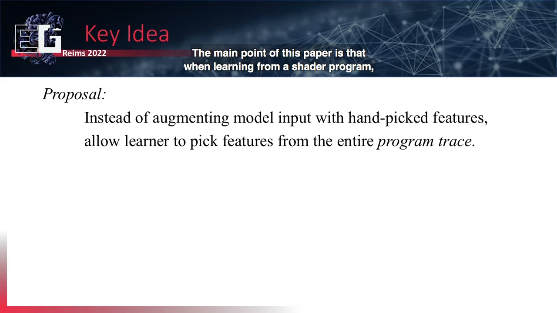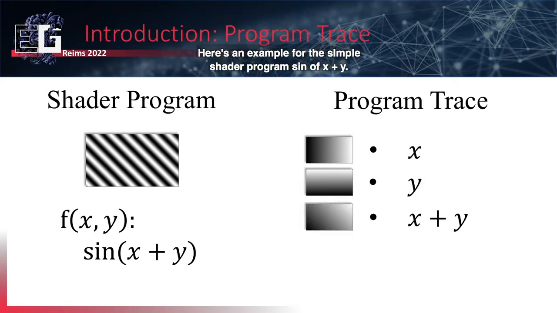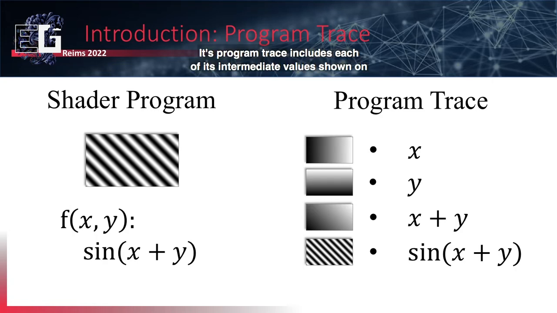The main point of this paper is that when learning from a shader program, rather than picking such features by hand, we can allow the learned model to examine the entire trace of the program. The program trace is the sequence of intermediate values computed during execution. Here is an example for the simple shader program sin of x plus y. Its program trace includes each of its intermediate values, shown on the right: x, y, their sum, and then the output of the sine function.